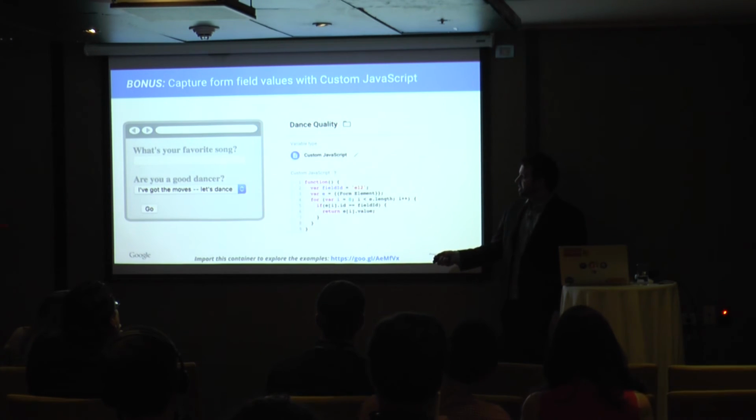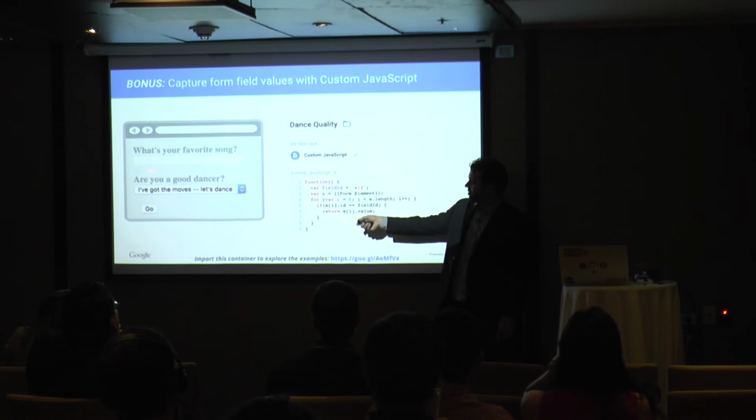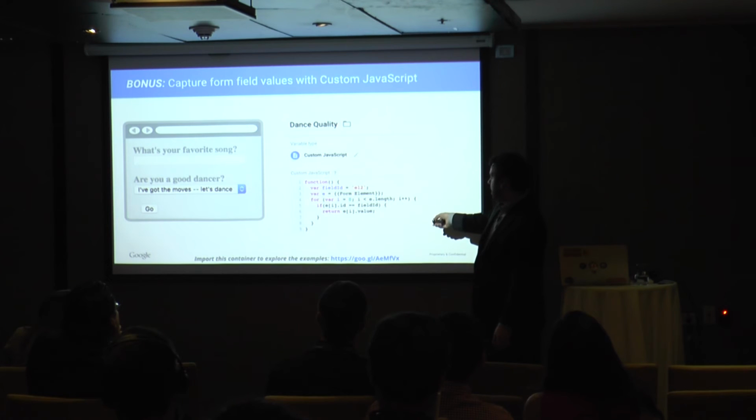What this will do when somebody submits this form, this JavaScript will run and it will look for an element with this ID. I have this one marked as element2, EL2, and it will actually grab for me the value selected in that dropdown.